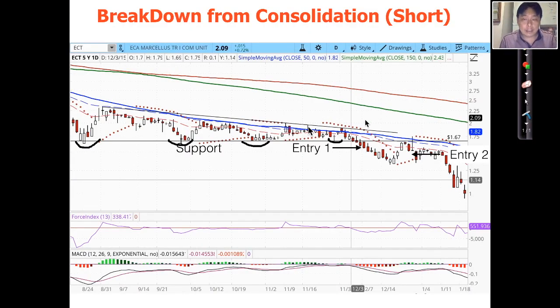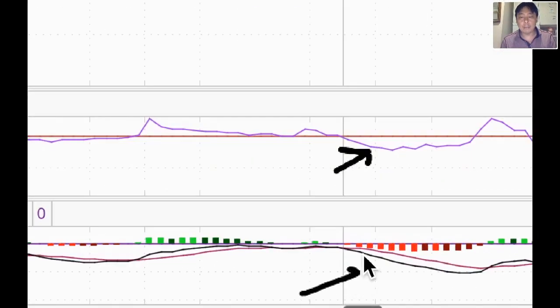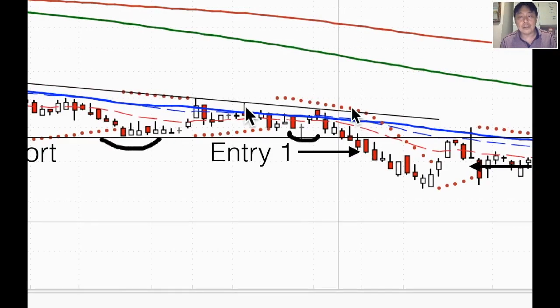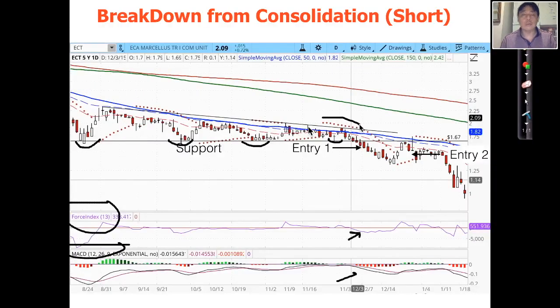Look at your indicators. Is the force index bearish? Yes, it is below 0. Bearish. Is MACD bearish? Yes. You can see the red histograms. Is the parabolic SAR bearish? Yes. The dots are above the candle. So all indicators are bearish. All the stars are aligned. It's going down, man.